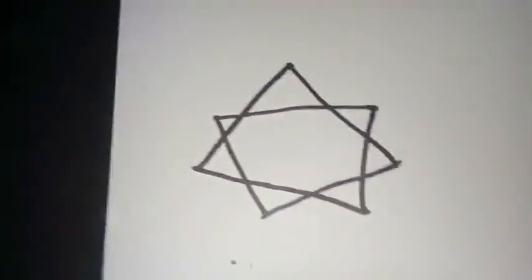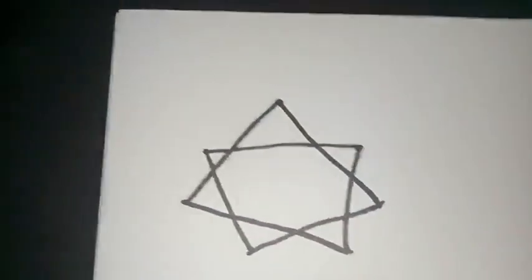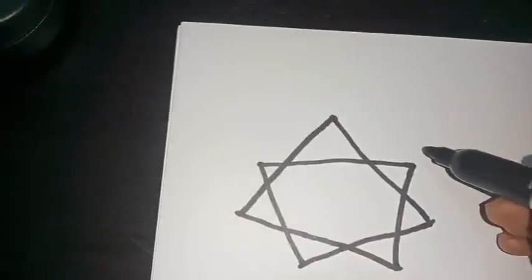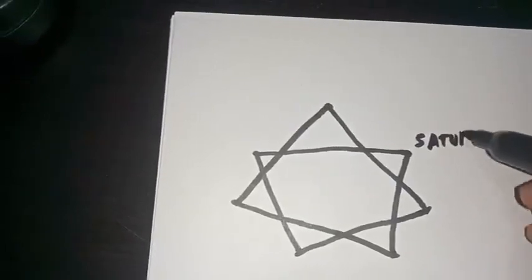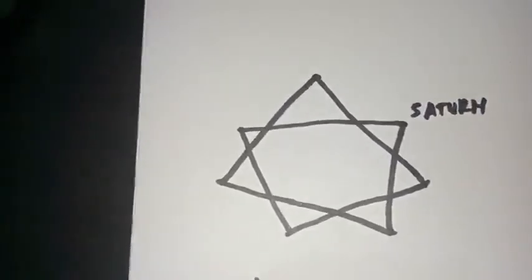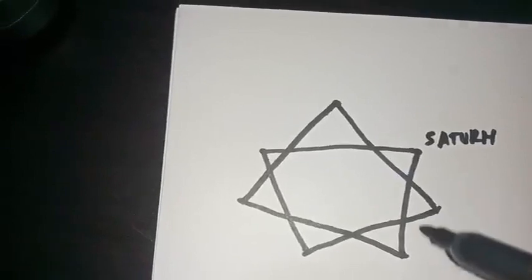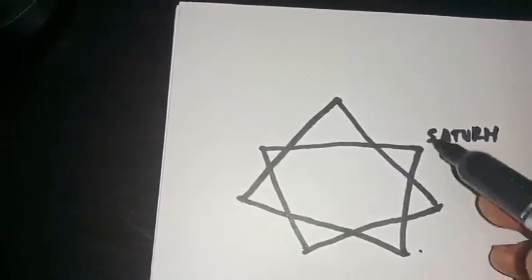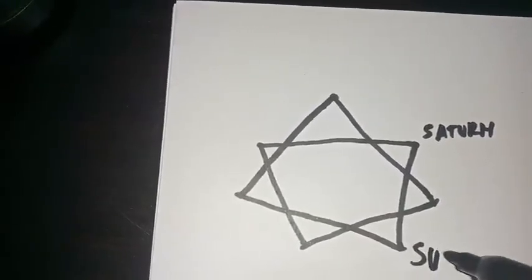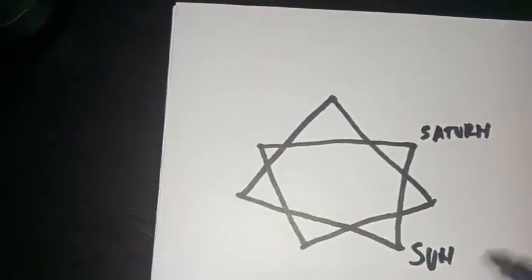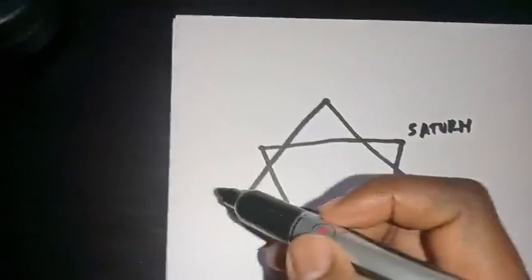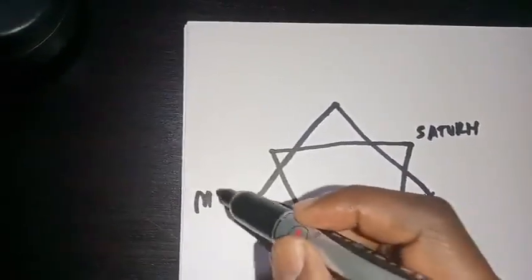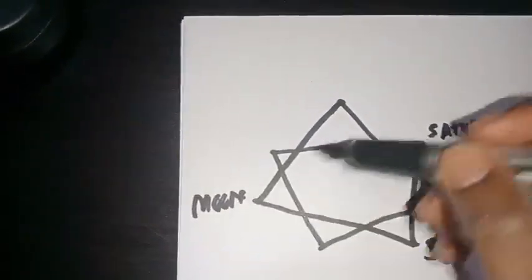So this is a seven-sided polygon, so you can fit in the 7 days of the week. Here we have Saturn, and then we go to Sunday. And then we go to Monday, moon.